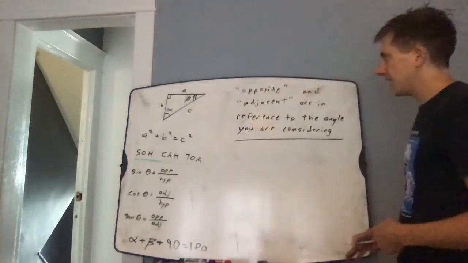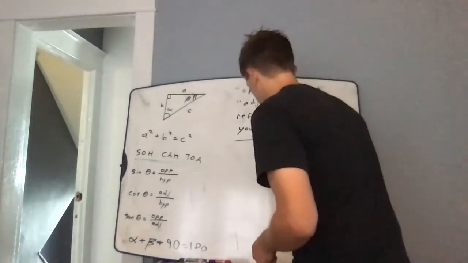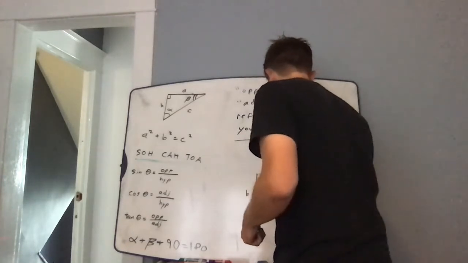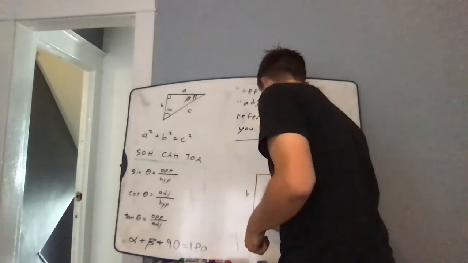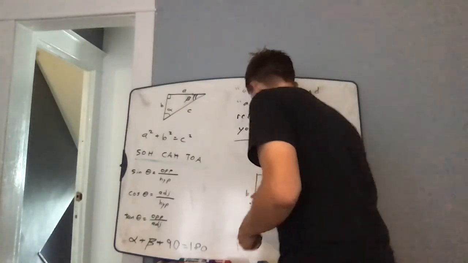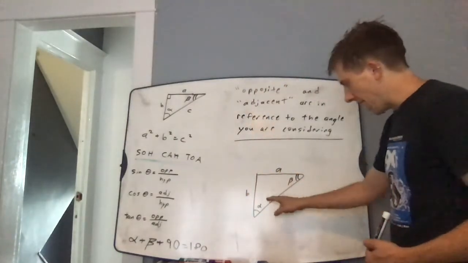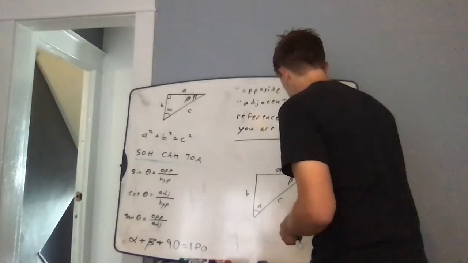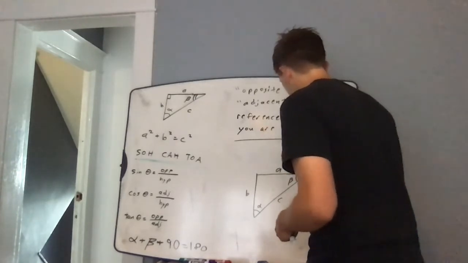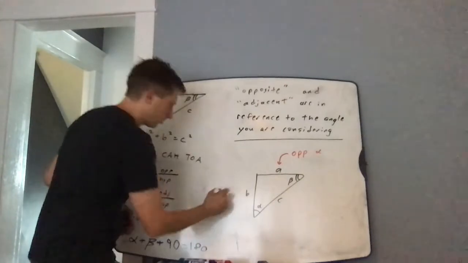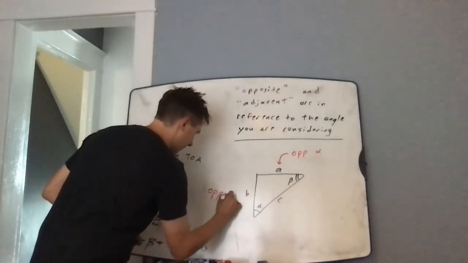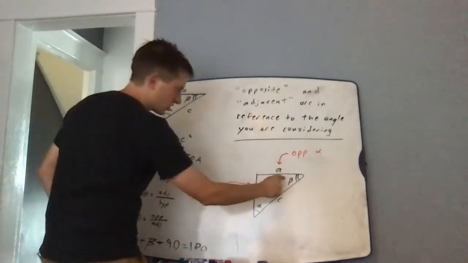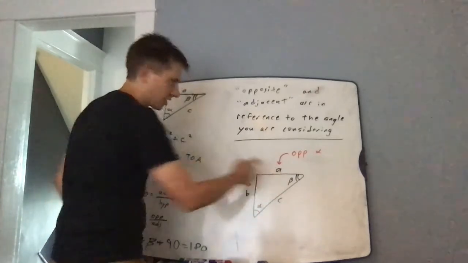What do I mean by that? If I look at this triangle, I'll just redraw it here so I can label it right on the board. So here's A, B, C, here is beta, here is alpha. From the point of view of angle alpha, this is the opposite side. So this side is opposite alpha, but this side here is opposite beta.